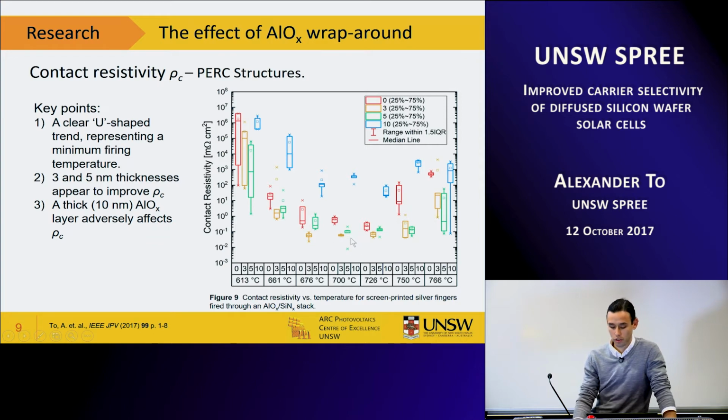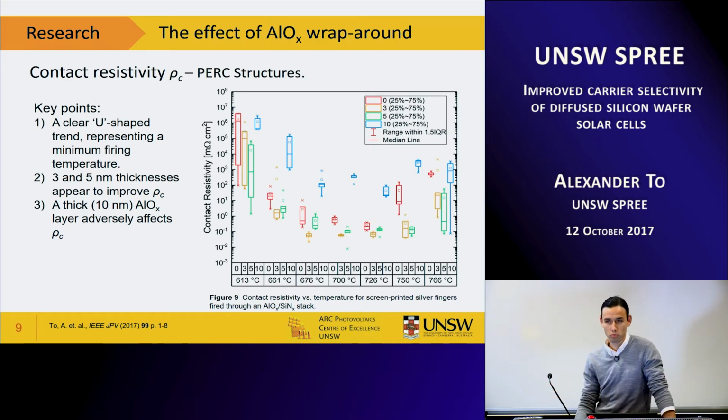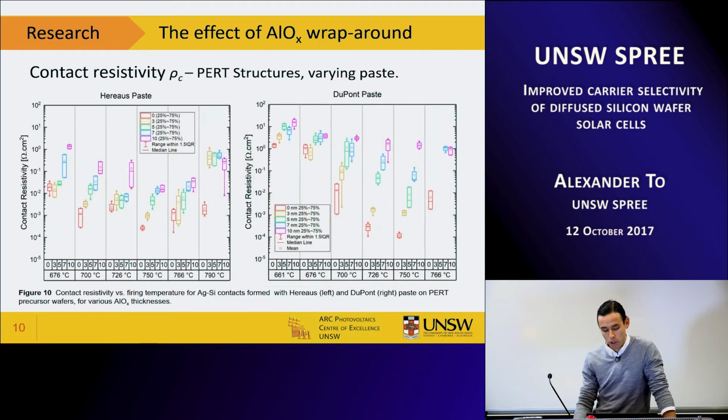Another curious thing is that the optimal peak firing temperature seemed to be lower than that relative to the control case. So it seemed not only could you get better contact, but you could form it at lower temperature. So this was kind of really interesting. However, it wasn't replicated for the PERT structures, and we think that's because of the intervening silicon dioxide layer. So something's happening with the paste chemistry and the firing reactions there. But that was true for both Heraeus paste and DuPont paste.